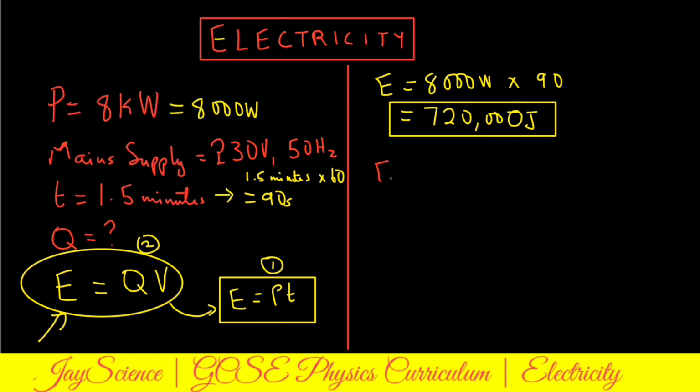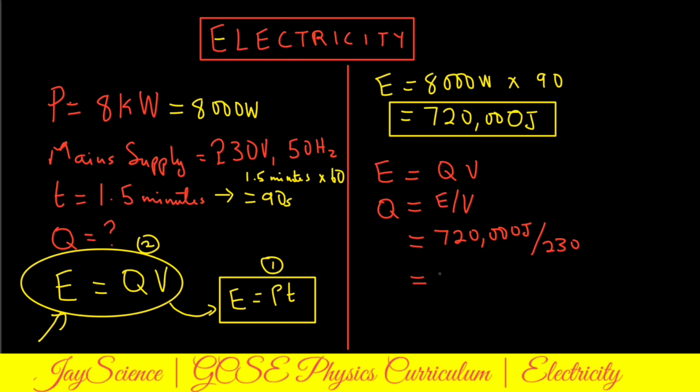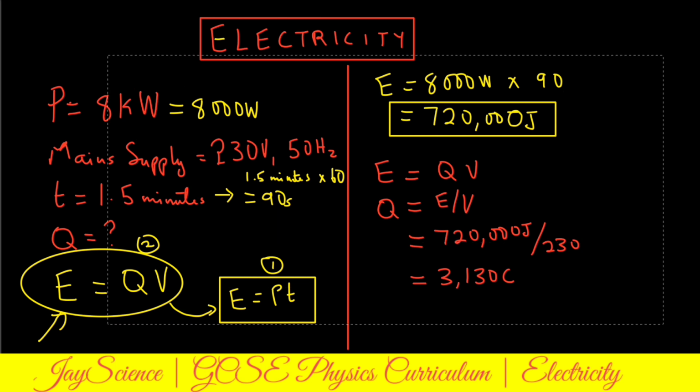All right, now we have the energy, and all we have to do now is to plug the whole thing into the second equation. Energy equals charge times potential difference. Make the charge the subject. That gives you energy over potential difference, and that is 720,000 joules over 230, and that should give you 3,130 coulombs. So that's our answer right there.